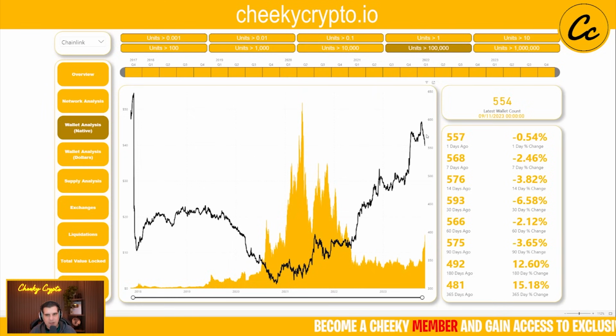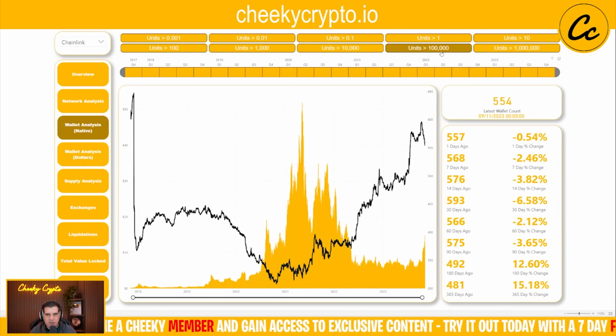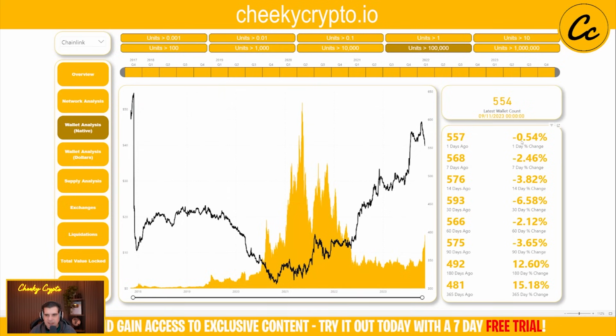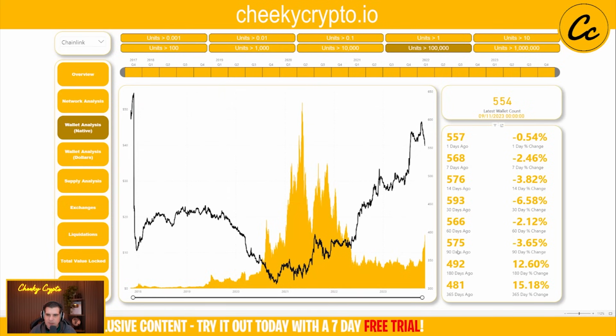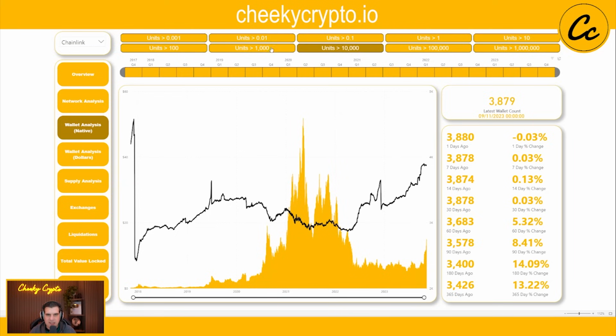And so we can see that quite clearly within our data here with these 100,000 LINK wallets basically decreasing. You can see that they've been decreasing over the last 90 days, so the last 3 months, 3.65%. Most of the selling pressure, though, really has occurred over the last 30 days, and it's 6.58%. In the last 7 days, it's 2.46% down. Okay, now when we take a look at smaller wallets, you can see they're stagnant at 10,000.